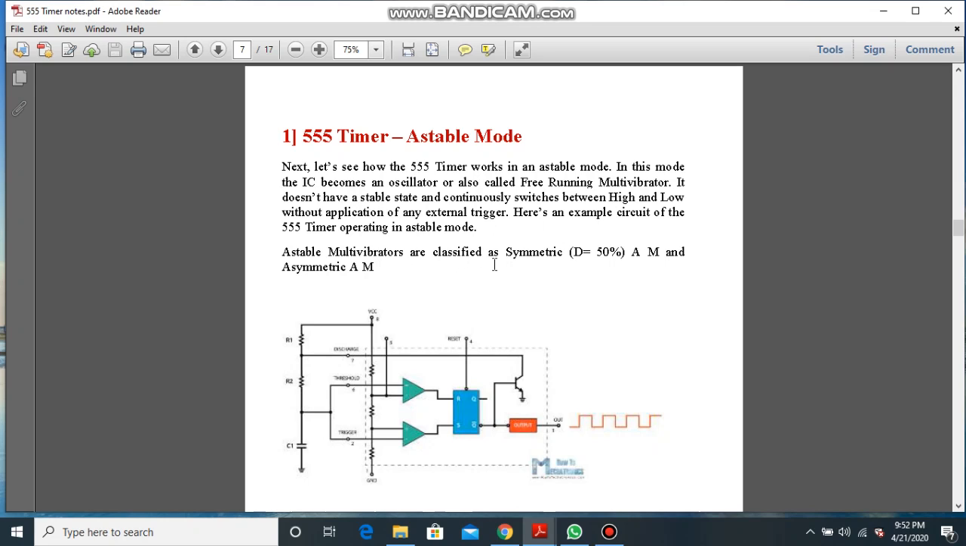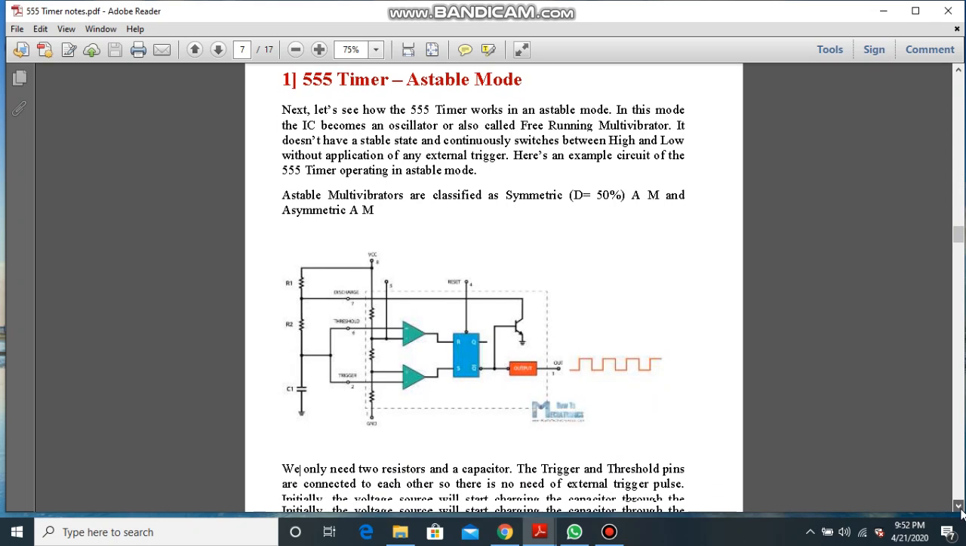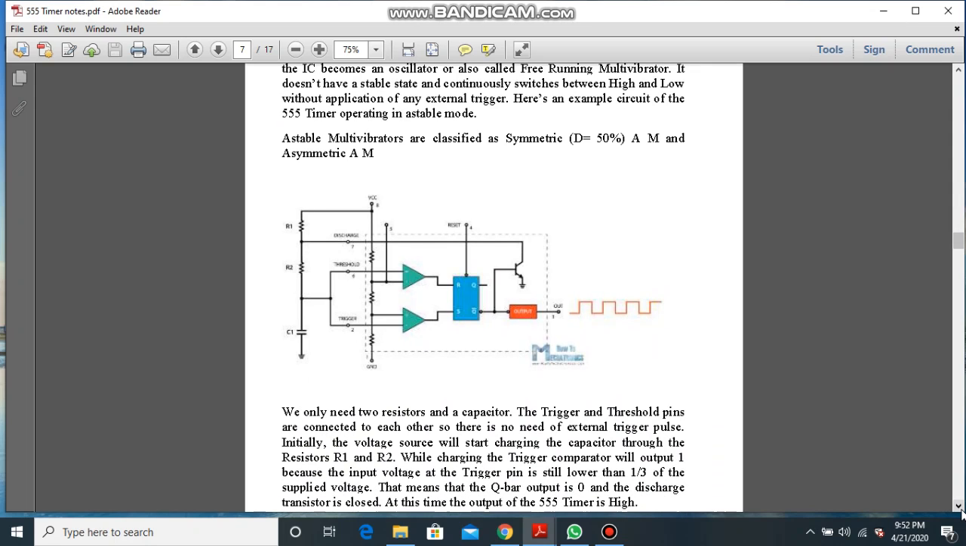Astable multivibrators are again classified as symmetric astable multivibrators or asymmetric astable multivibrators. So this is a basic connection of that IC, which is very simple. We have seen the internal configuration in the dashed block diagram of the 555 timer. Now we are connecting 3 external components, R1, R2 and C, to design an astable multivibrator.